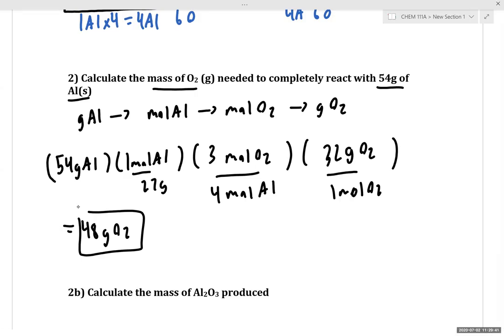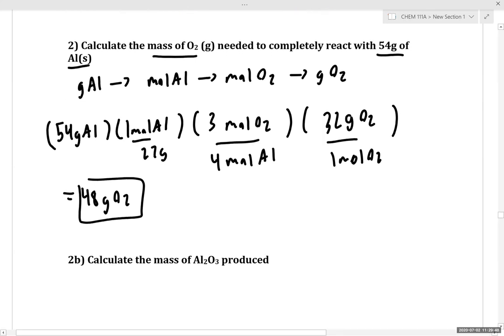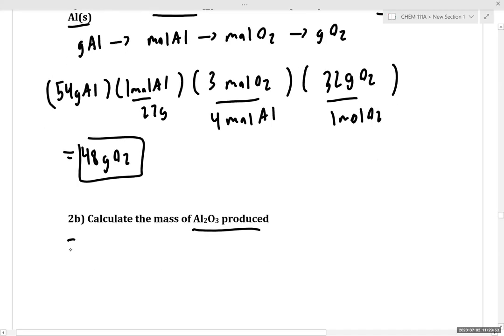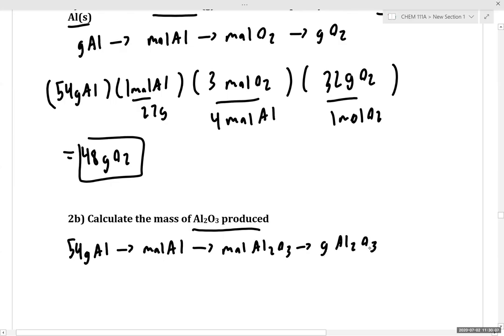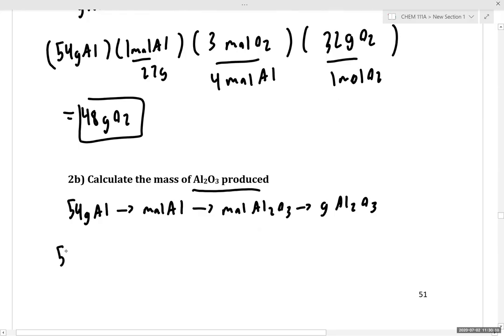So let's continue on with these examples, and let's talk next about how to calculate the mass of aluminum oxide produced from the same reaction. So we have 54 grams of aluminum, and we're trying to go to moles of aluminum, but this time we're going to moles of aluminum oxide and grams of aluminum oxide. So now that we have our unit conversion map established, all we have to do is execute on that.